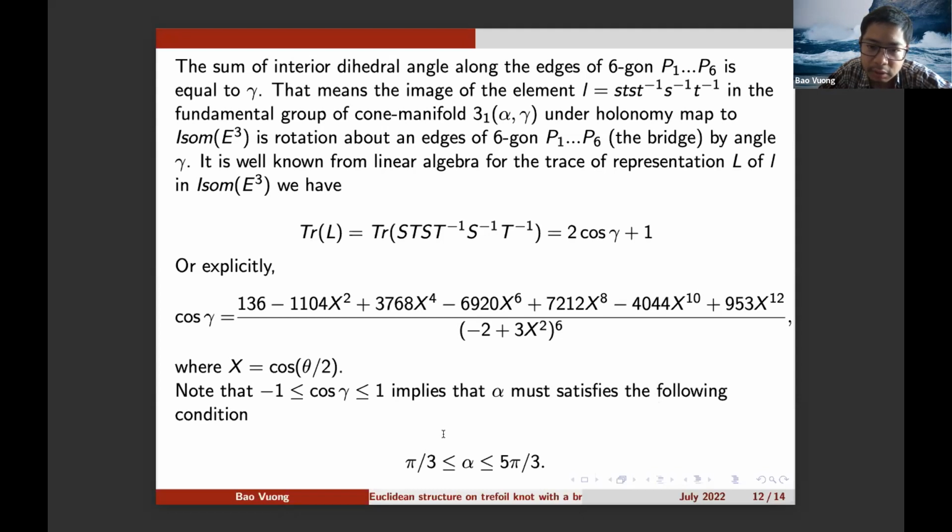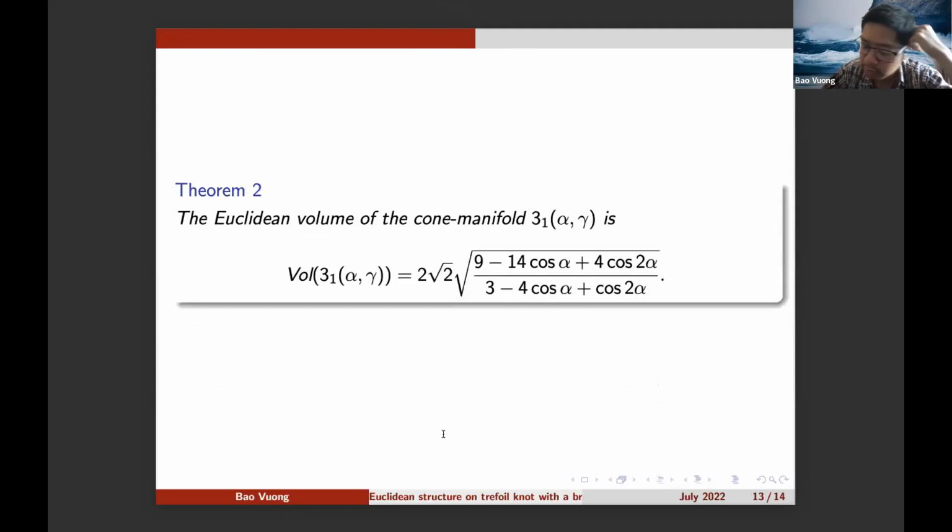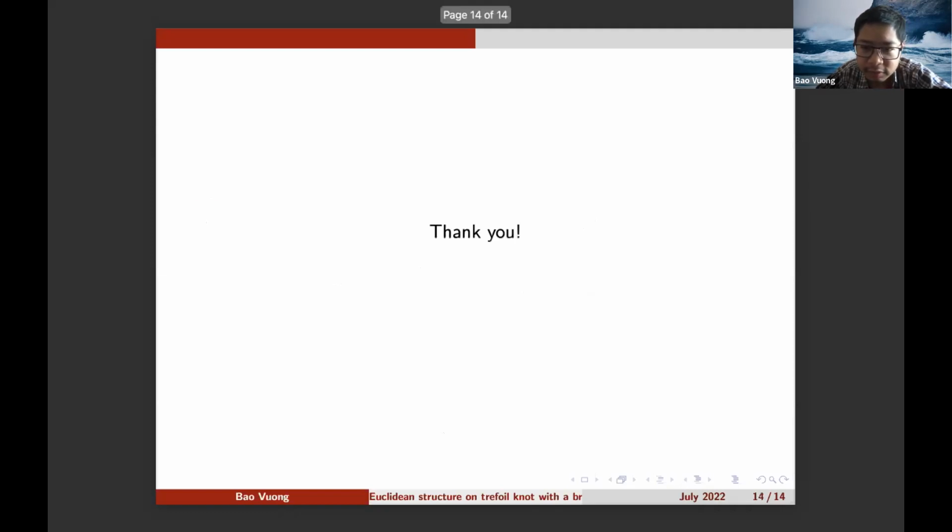And when we have constructed the fundamental set of the cone manifold, we can easily compute the Euclidean volume of the cone manifold with the cone angle alpha and gamma. It is not quite an easy computation, but it gives the volume in Euclidean space. And I finish my talk here. Thank you for your attention.